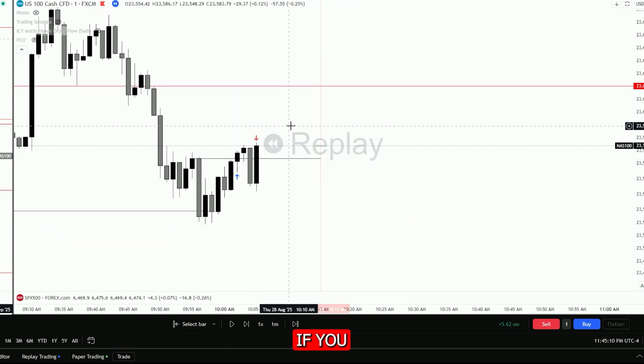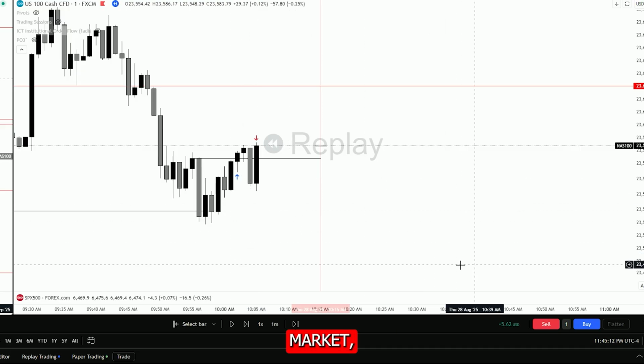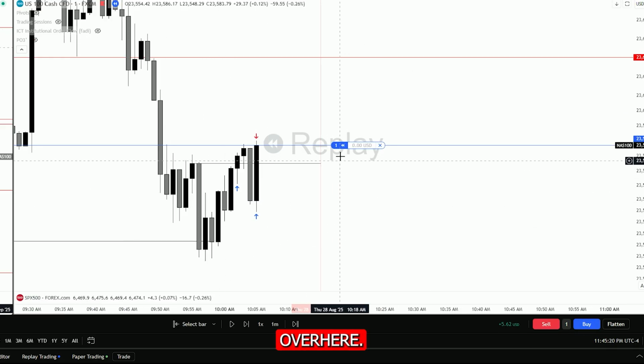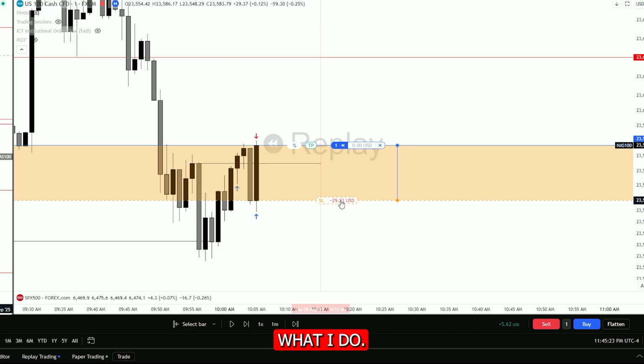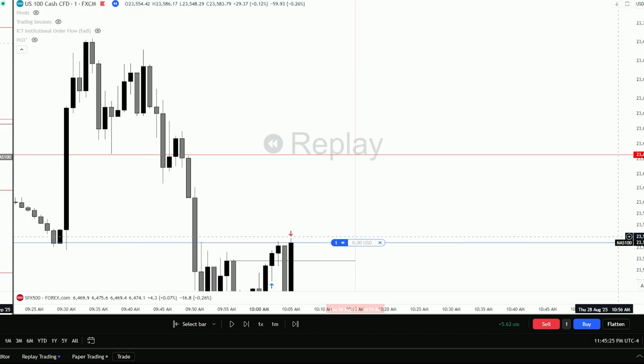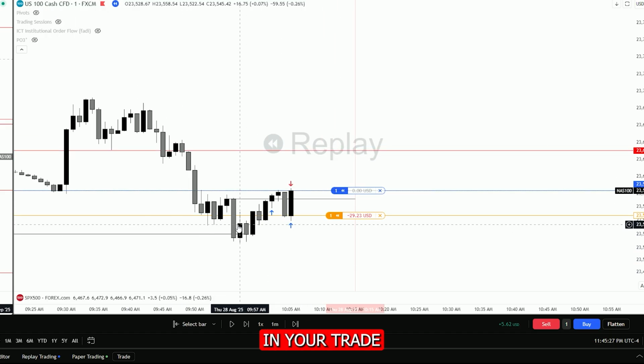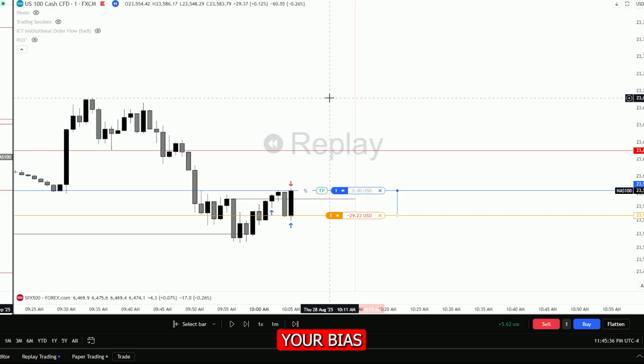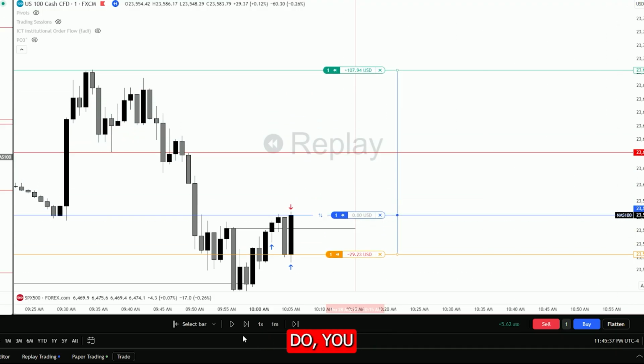Sometimes in the market, because my stop losses are very small, I get hit, but what I do after that, I go for another entry over here. That's what I do. If you have belief in your trade and you know your bias and everything is aligning, you can take a second trade. Now this is not revenge trading, this is about your bias and everything. So you can go for another trade and see.